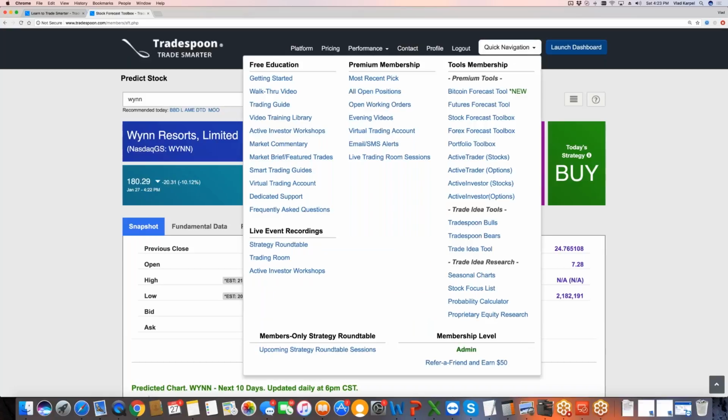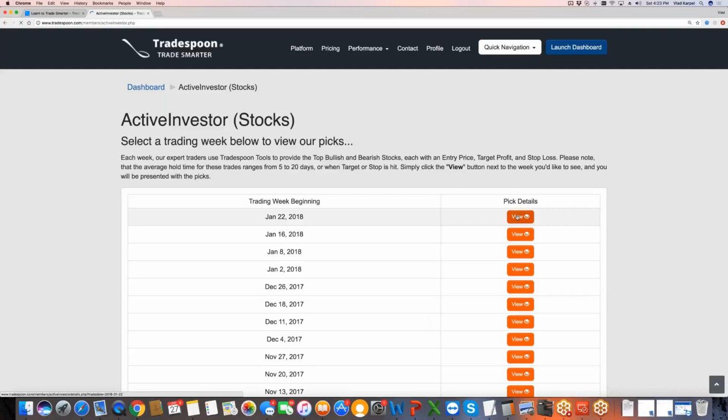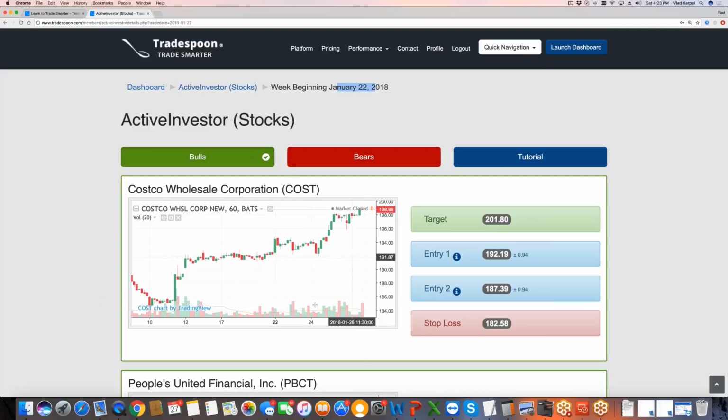Longer term trading, we do combine fundamental analysis. So we have the same service for active investor service. This is more of a fundamental and technical analysis. The model ran last Friday. We recommended Costco, and you can see from January 22nd, Costco had a strong uptrend. So when we analyze Costco and we provide the signal for Costco, we combine technical and fundamental analysis. So thank you for the question.